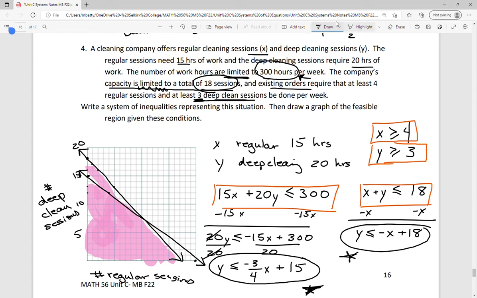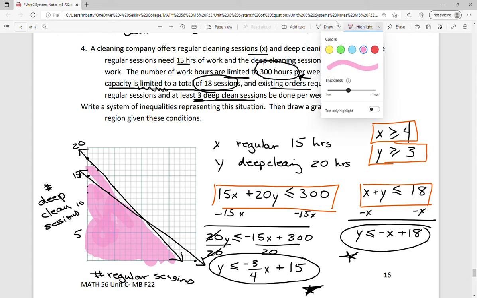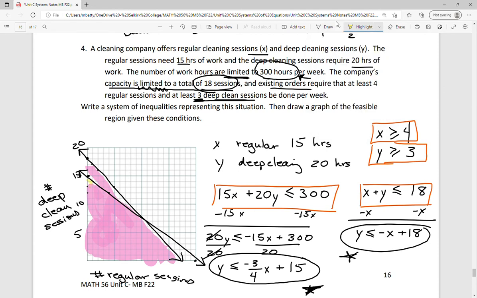And again with this, when I shade the half plane, it's everything below the line I just drew. So you can see it overlaps quite a bit with my first equation, right? So I've got a pretty big region there.